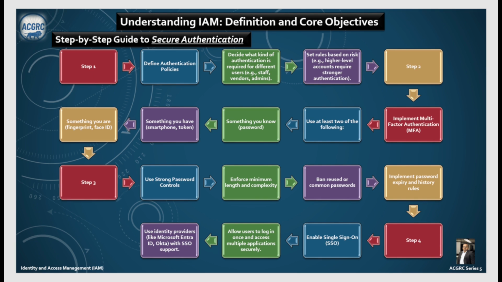Followed by implementing multi factor authentication or MFA, which is to use at least two of the following: something you know, example password; something you have, which is a smartphone or a token; or something you are, which could be a fingerprint, a face ID. Do remember, something you know, something you have, or something you are. Use at least two of these three.